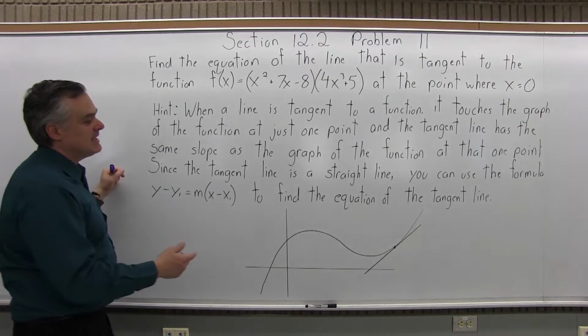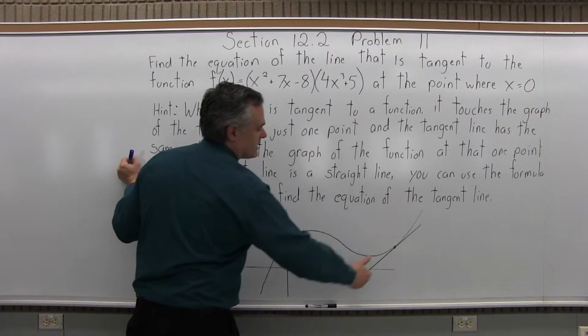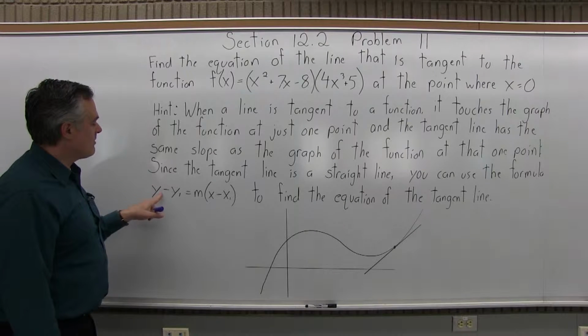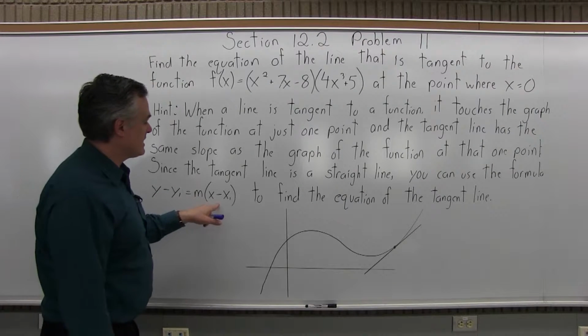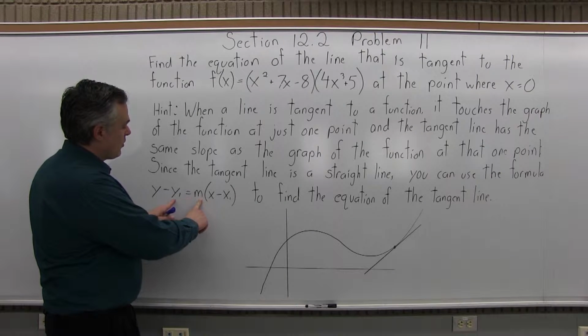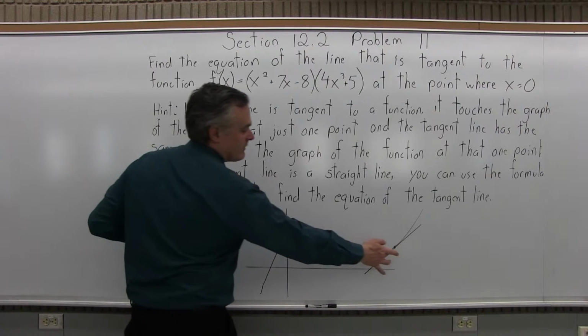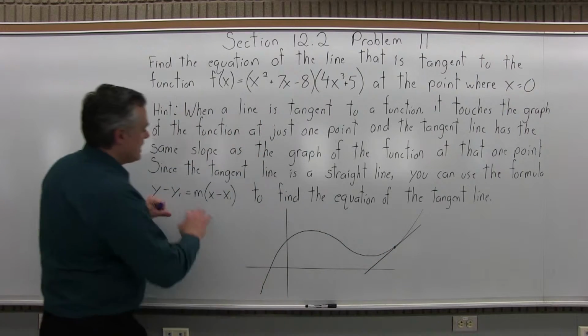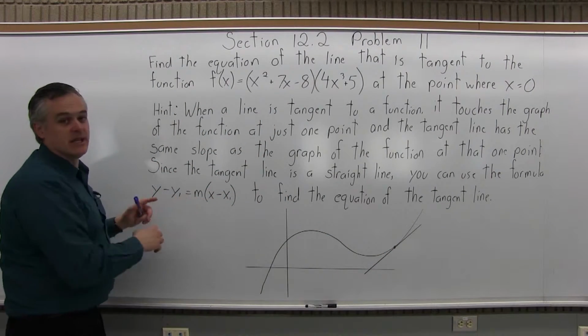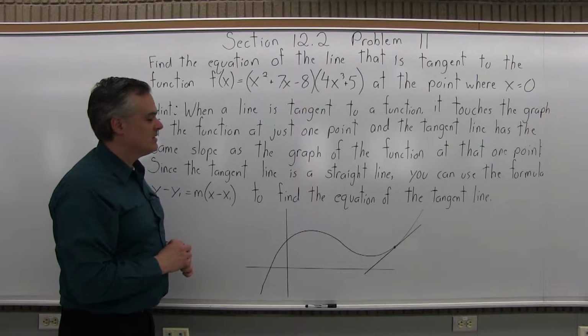And since the tangent line is a straight line, you can use the formula y minus y1 equals m times x minus x1. Again, m being the slope, which we can find with the derivative. The y1 and the x1 will be the x and y values of this point where it touches. And the rest of the formula, the y, the x, the equals, just stays in our answer.